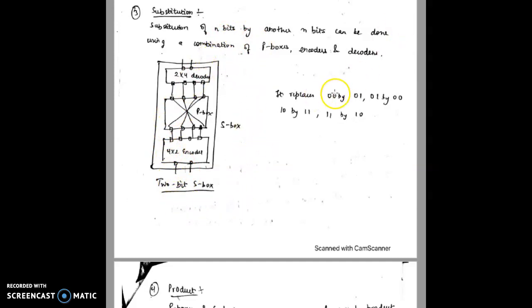For example, 0, 0 is replaced by 0, 1. If you do this example mathematically, you can practice on paper, you will find that if 00 is the plain text, the ciphertext will be 0, 1. If 0, 1, it will be 0, 0. Like this, the reverse process keeps going. This is your substitution.